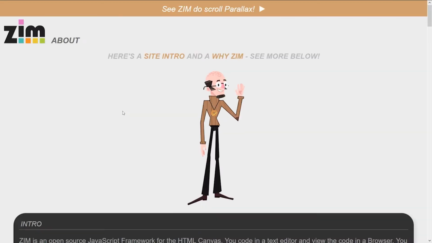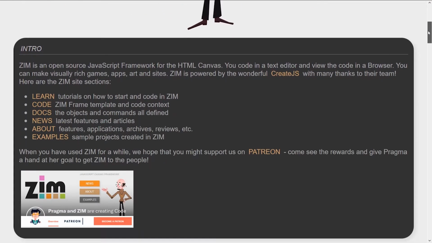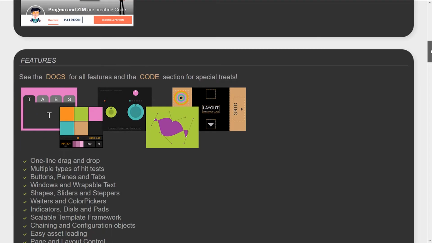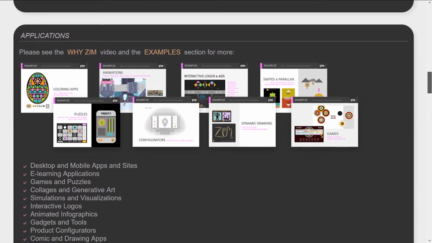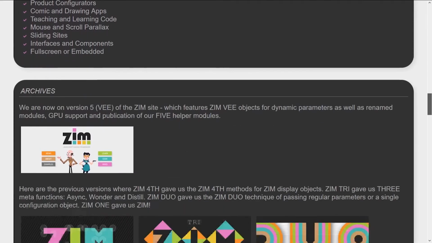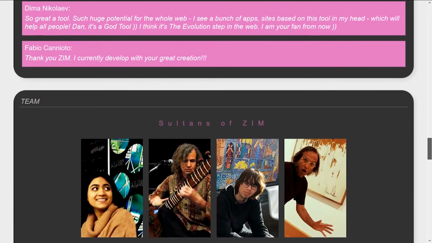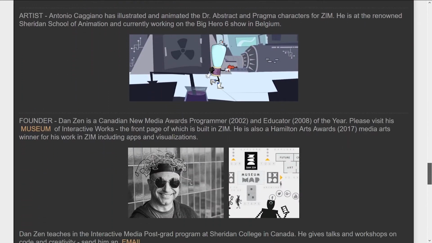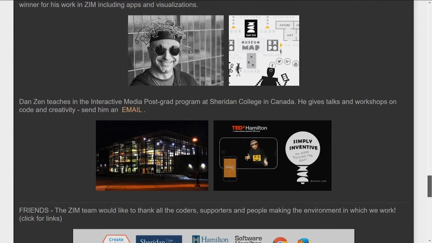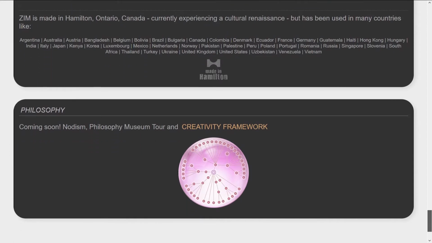the About section, hey, there's Dr. Abstract, woohoo! And we scroll down here, this is an intro to Zim and some of the features and the types of applications that we can make. Archives of old sites, reviews. The Zim team, the animator Antonio. Hey, and there's that founder Dan Zen guy. Some friends of Zim. And at the very bottom is a section that we're working on right now called Philosophy.